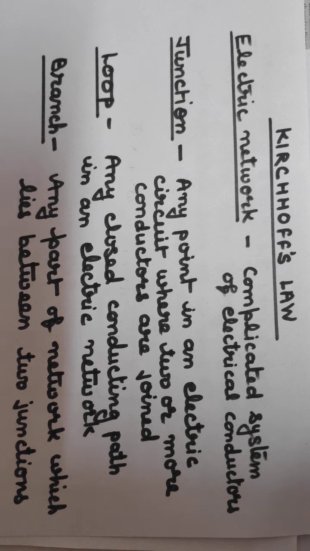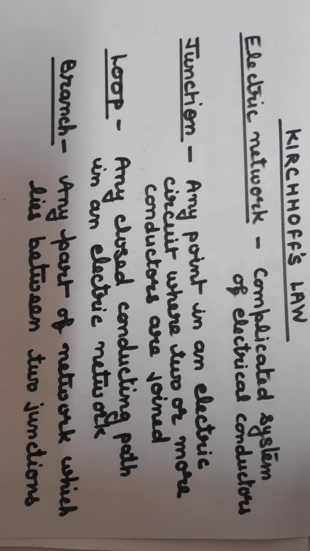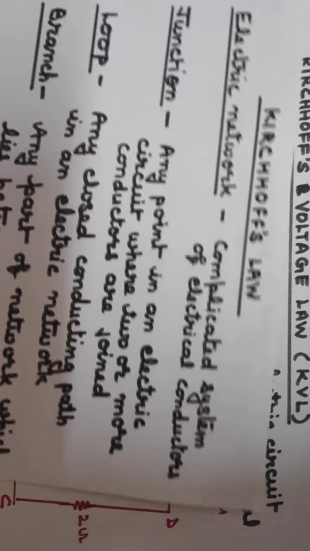First is electric network. This is a complicated system of electrical conductors. That is called an electric network. Second, junction. What is a junction? When two or more conductors join at a point, that point is known as a junction. Third, loop. Any closed conducting path is called a loop.